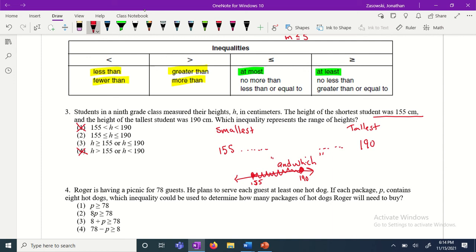So this inequality would be 155 less than or equal to h less than or equal to 190. And so we'd want to pick number 2. So in between those amounts, that's our "and" which.